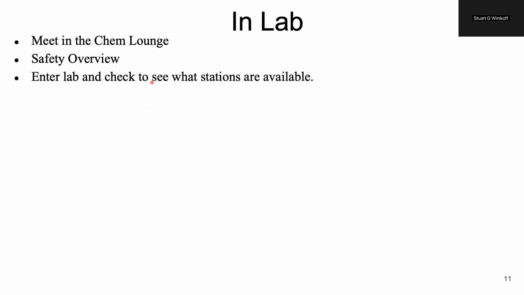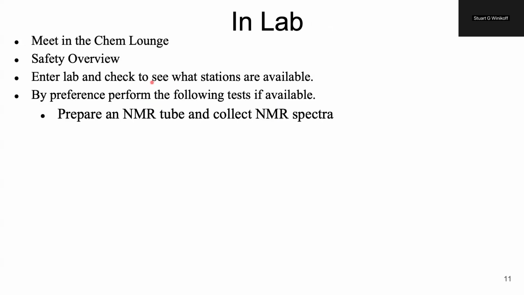Then in lab, as usual, we're going to meet in the chemistry lounge. I'm going to do the safety overview this time. And then we're going to enter the lab and check to see what stations are available. I will likely start by doing a quick overview of how to use the GCs before you can go ahead and move through all of the other stations.